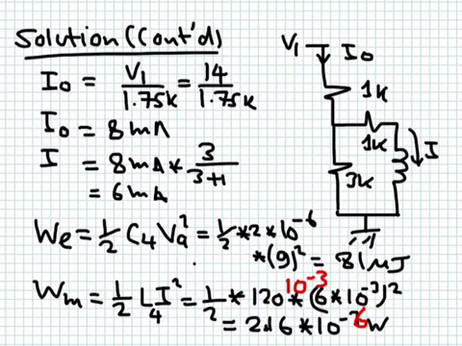120 henry is a huge inductance. It's not really a practical inductance. 120 millihenry is a more reasonable one. So we multiply the value of the inductor in henry, which is this one here, by the current squared, and then we sum all the components and we obtain 2.16 microjoule. Of course, the unit here is joule, so everything will be microjoule as well.